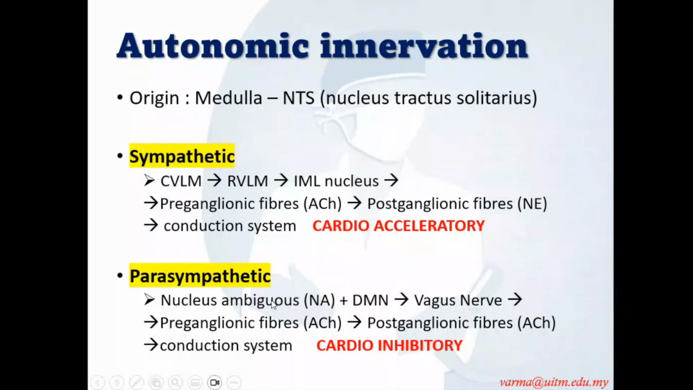Nucleus ambiguus goes through your vagus nerve. This is your pathway, the track that brings it down via the vagus nerve, through preganglionic fibers, again acetylcholine, and postganglionic fibers, also acetylcholine. Sympathetic: preganglionic acetylcholine, postganglionic norepinephrine. Whereas for parasympathetic, preganglionic and postganglionic both use acetylcholine, and then they affect the conduction system with cardio-inhibitory effects. This is the simplified summary of autonomic innervation of the heart.